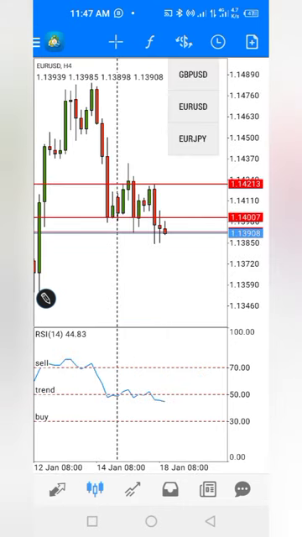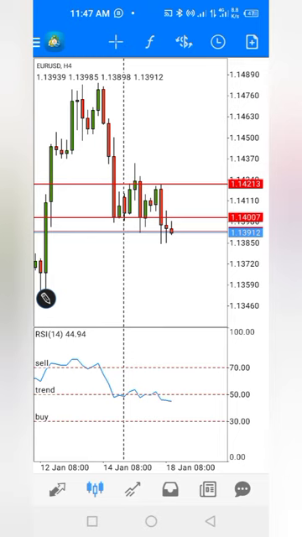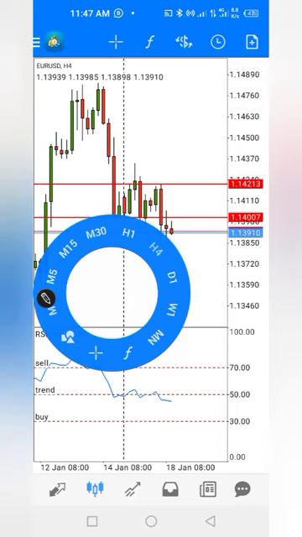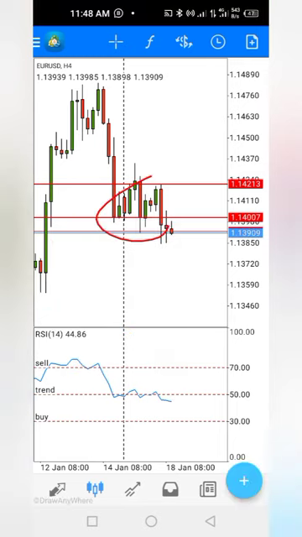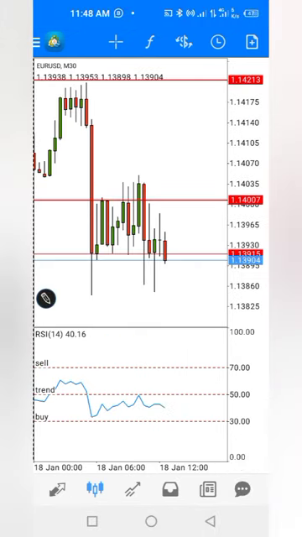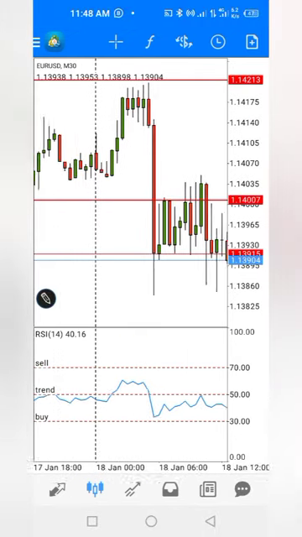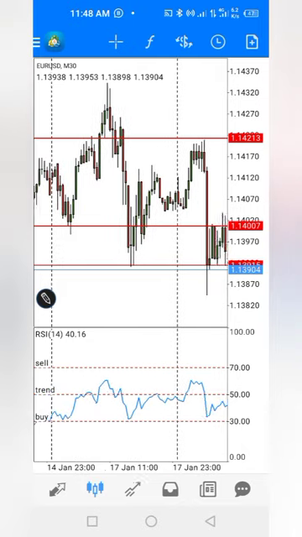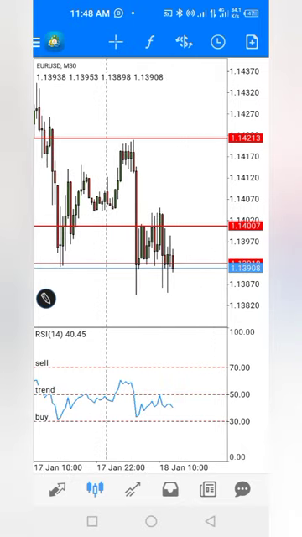Lately I'm just looking into these three pairs: GBP, GBP, Euro USD and Euro JPY. Now this is another. I actually marked this zone expecting a breakout from this range, and that the market will drop to this level of demand. So you can just do analysis from top to bottom. I just want to show this to you guys.